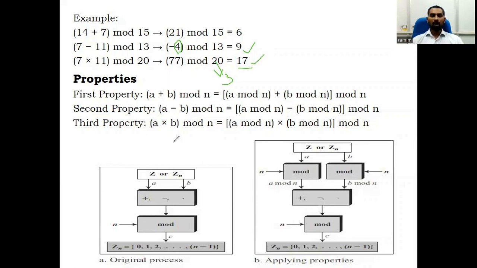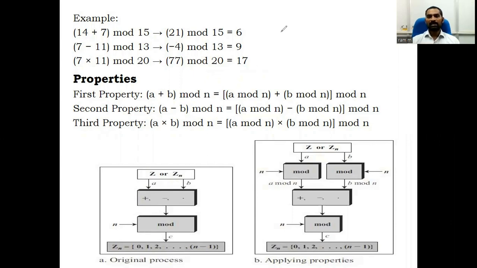Now we can apply some properties on these operations. We said that first we do the binary operation and then the mod operation. So initially we are doing integer arithmetic, then we apply modular arithmetic, so two different operations. To overcome this, we can apply 3 properties and work only in modular arithmetic.